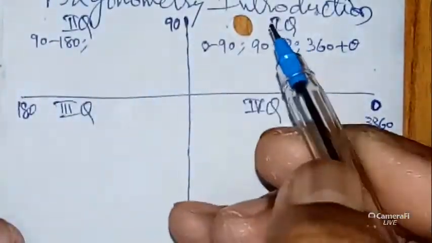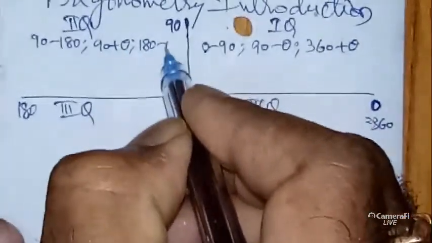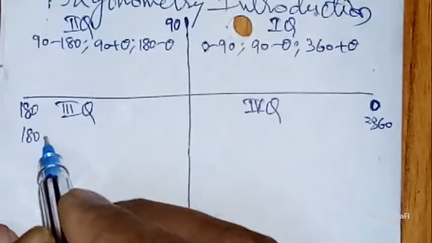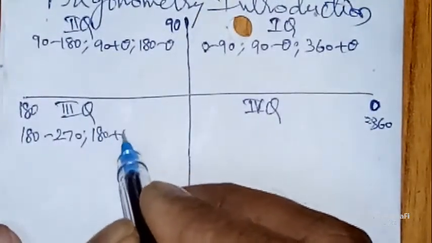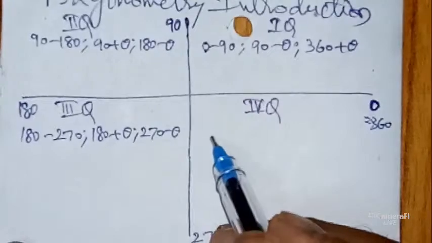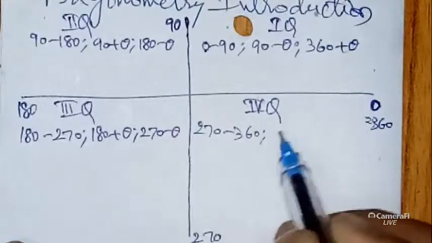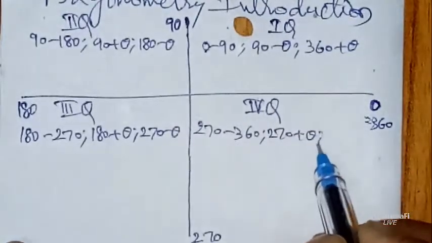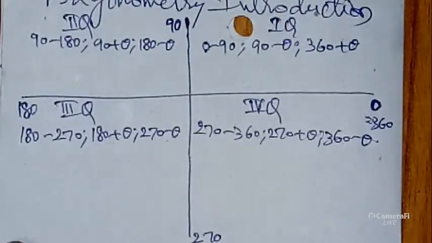The second quadrant lies between 90 to 180, with 90 plus theta and 180 minus theta. Next, the third quadrant lies between 180 to 270, with 180 plus theta and 270 minus theta. The fourth quadrant lies between 270 to 360, with 270 plus theta and 360 minus theta.